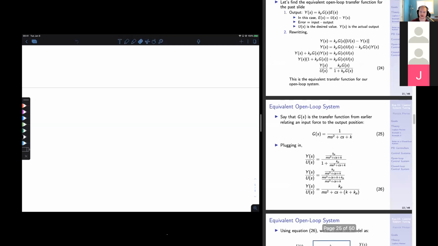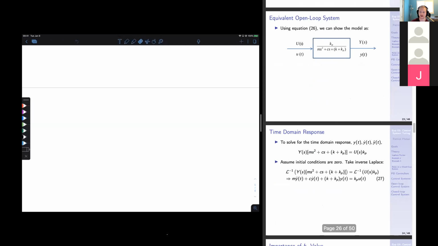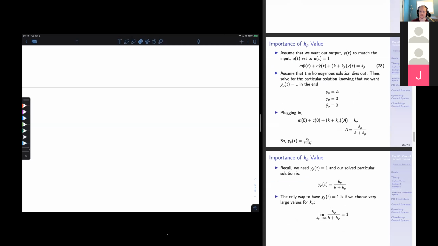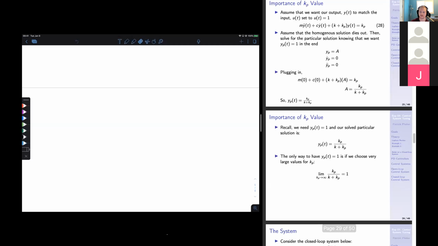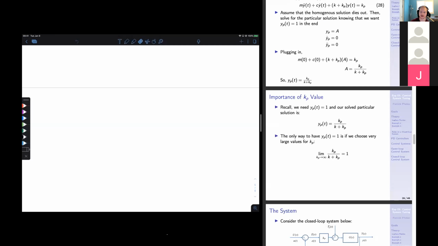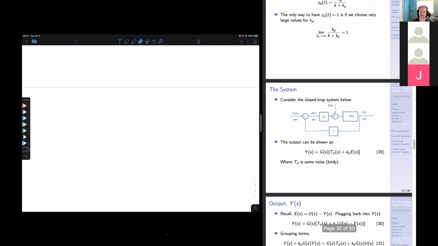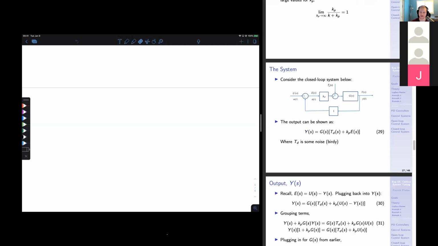All right, then we had our equivalent open loop system that we solved for. Then we talked about the importance of our Kp value, our proportional gain value. We saw that we had to choose a very large value for our Kp, based on what we needed, which is our particular solution. It had to be equal to 1. So that's all that we covered last time, and now we're going to start right here.